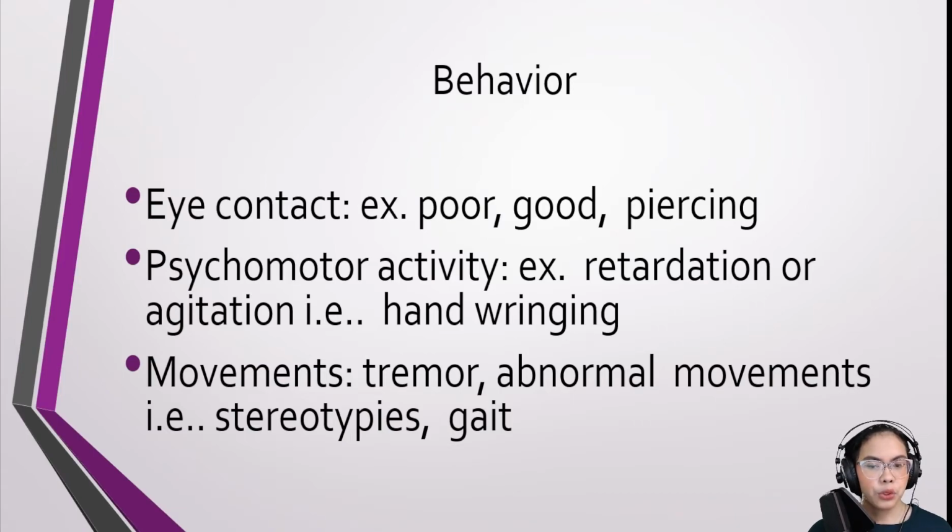So movement, so tremors, abnormal movement. For example, stereotypies and gait. Stereotypies are one of the symptoms that are observed in children with autism. Okay, so stereotypies are repeated movements or behaviors. So tremors. For example, if your patient has been a victim or a survivor of a certain traumatic event, maybe when you ask those questions, the patient may have tremors. Okay, so those are things that we need to also observe.